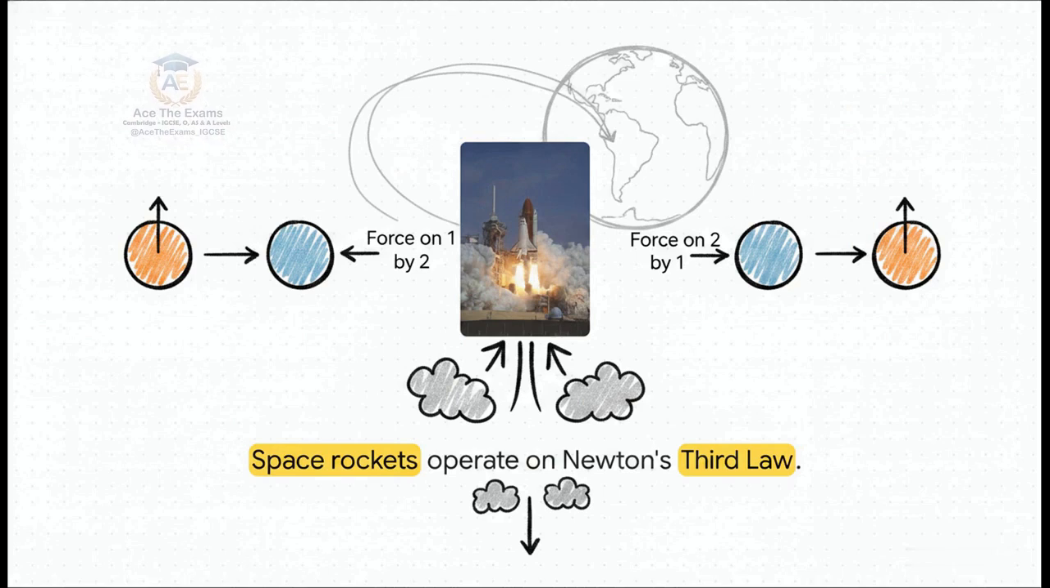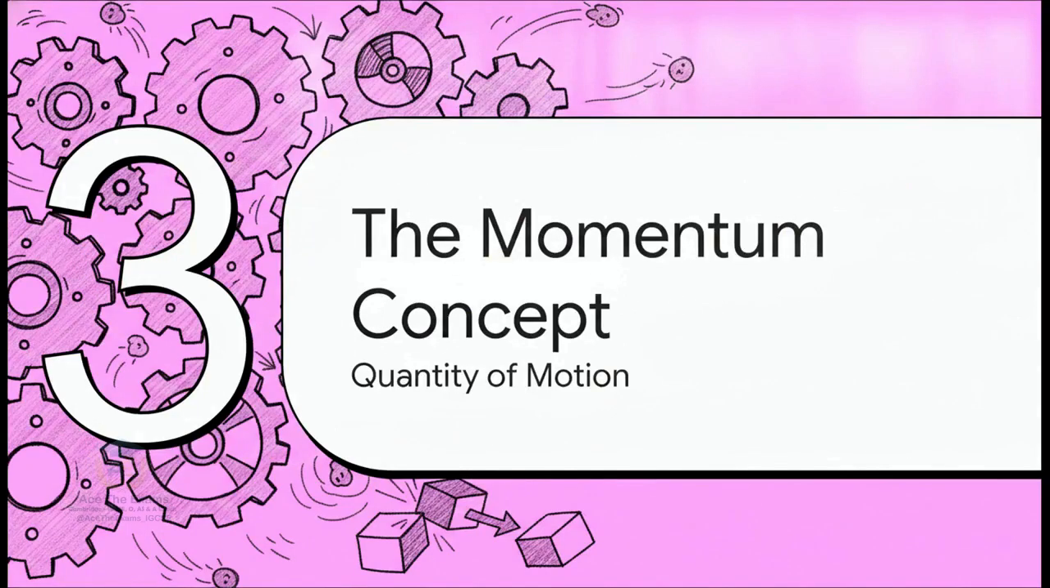To actually propel itself upwards, the rocket exerts a massive, massive downward force on its exhaust gases. In response to that, those exhaust gases exert an equal and opposite upward force on the rocket. It is not pushing against the ground, and it's not pushing against the air. The interaction between the rocket and the expelled gas itself is what accelerates it all the way into orbit. How cool is that? Moving right along, let's dive into section 3, the momentum concept.